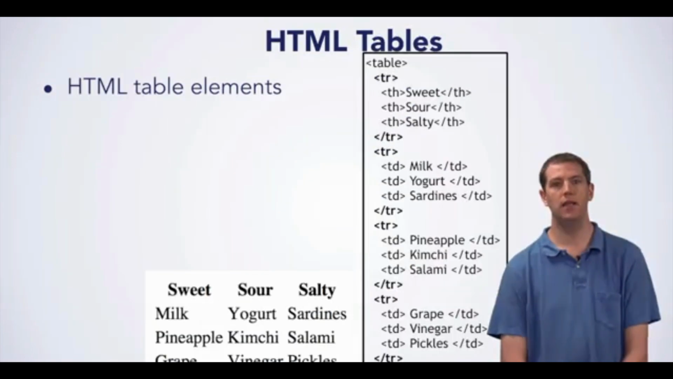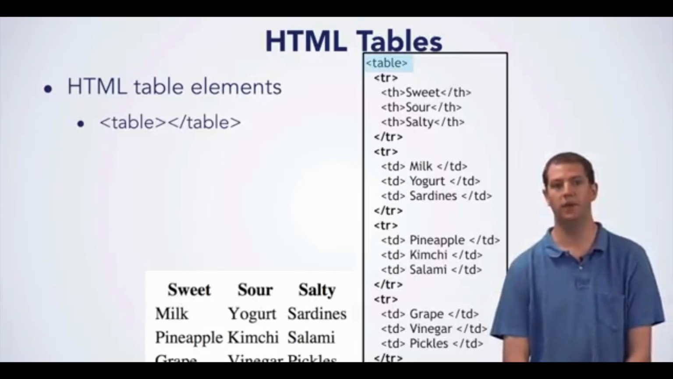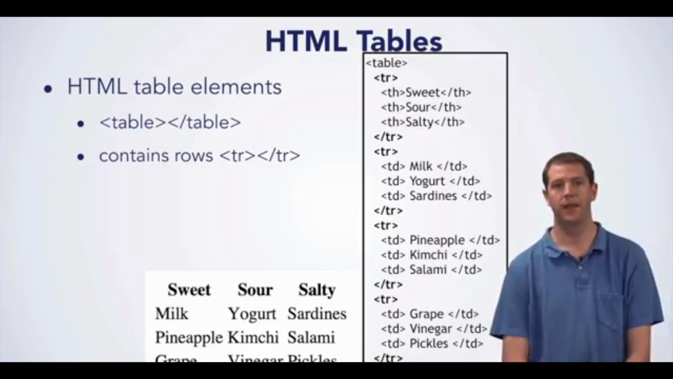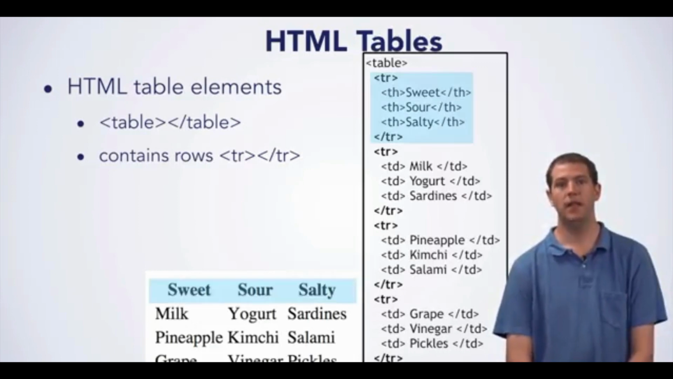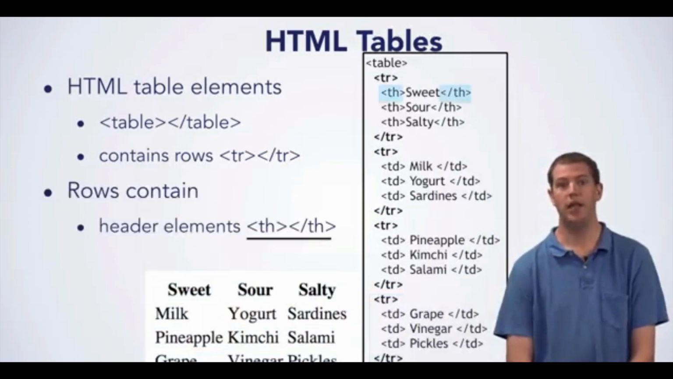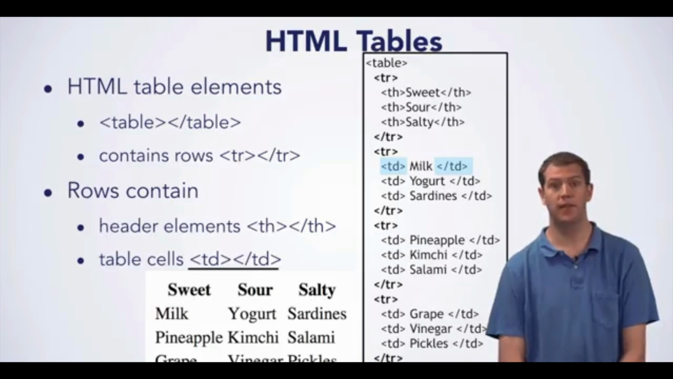Now, let us look in depth at the HTML elements that were used to make this table. First, you write a table tag at the start of the table, which has a matching end table tag at the end of the table. Next, you write a tr tag, which stands for table row, for each row of the table. As you can see here, each tr corresponds to one row in the resulting table. Rows can either contain th tags, which specify header elements, such as these, and td tags, which specify the data for non-header elements of the table.